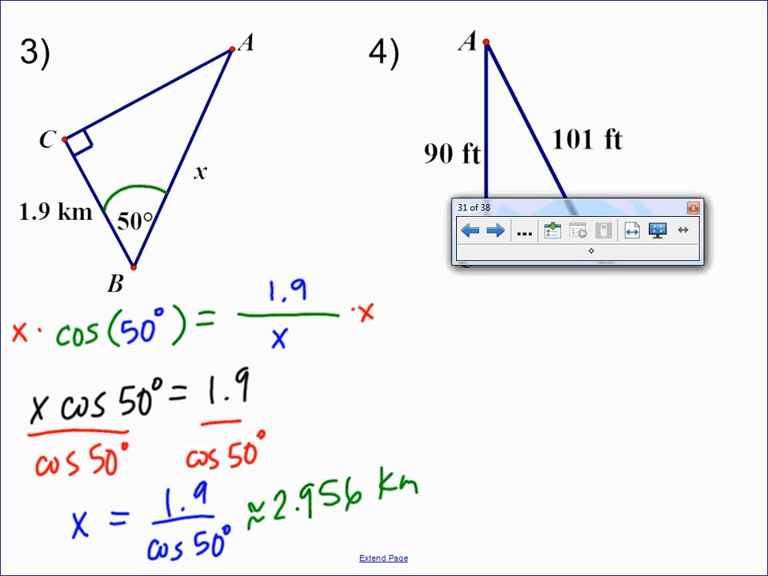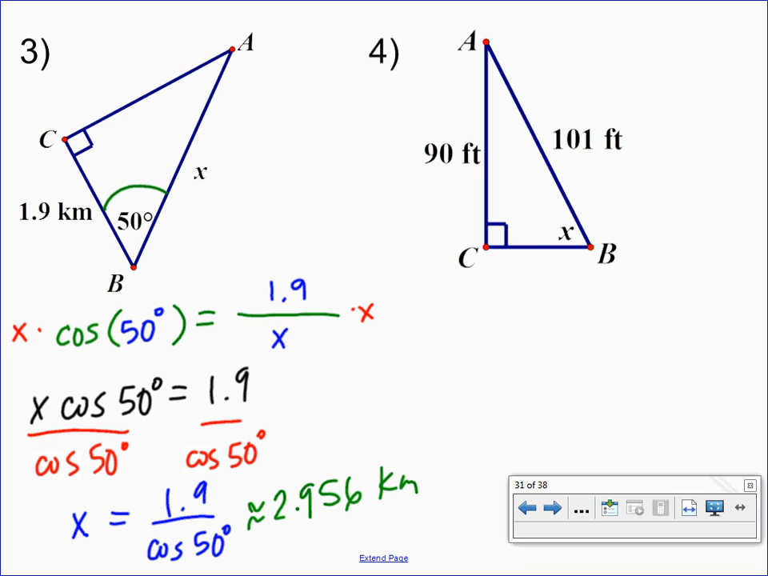Awesome. Let's take a look at 4. Write an equation. Be ready to share with the class. So write an equation for number 4. Be ready to share with the class. Think about what's your unknown angle, what's your side length, what function relates them.